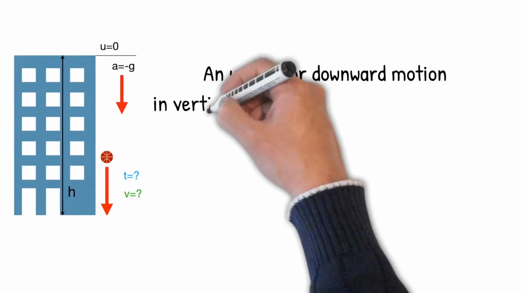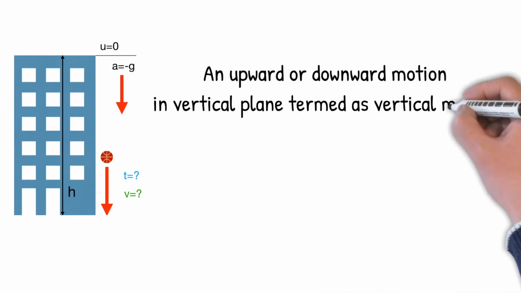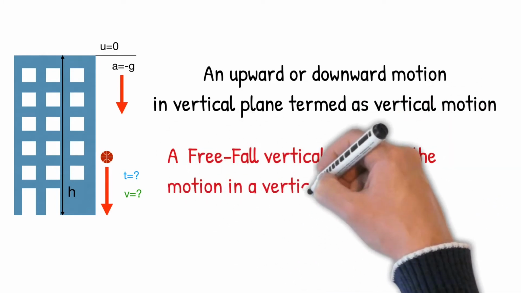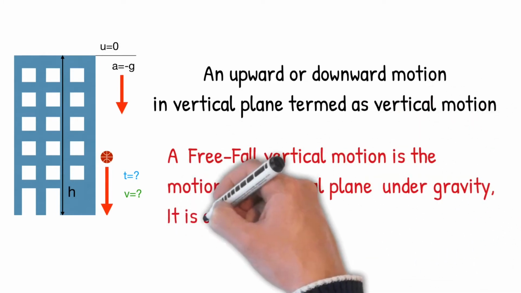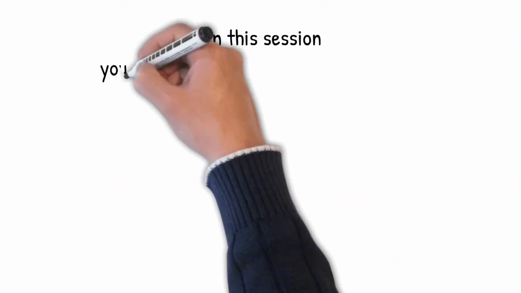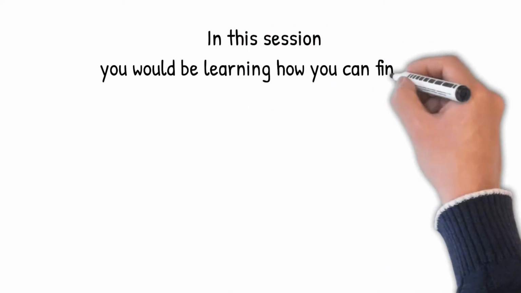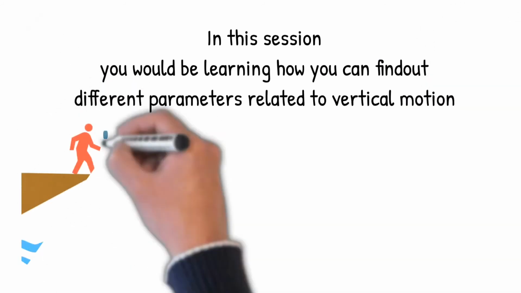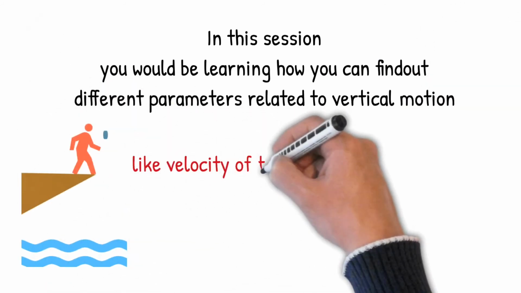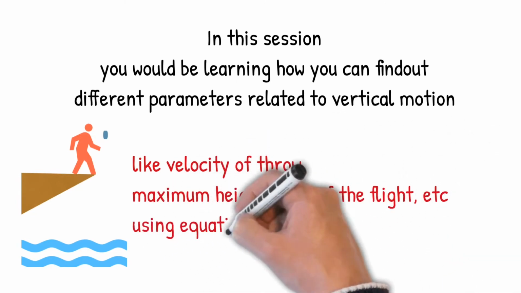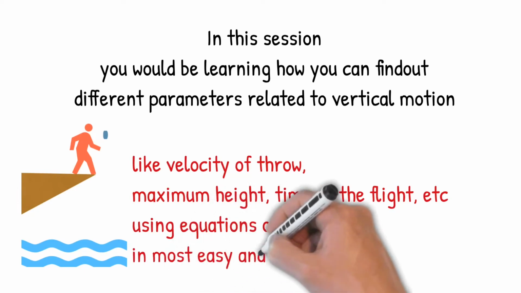An upward or downward motion in a vertical plane is termed vertical motion. A free fall vertical motion is motion in a vertical plane under gravity. It is a uniformly accelerated motion. In this session, you will learn how to find different parameters related to vertical motion, like velocity of throw, maximum height, or time of flight, using equations of motion in the easiest and most interactive way.